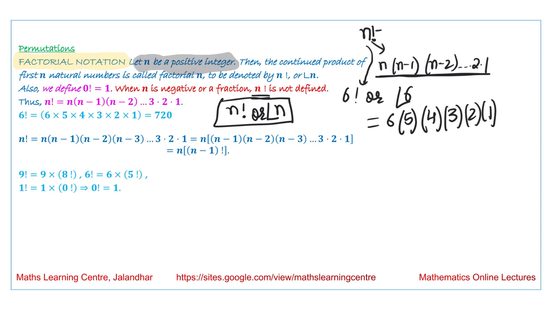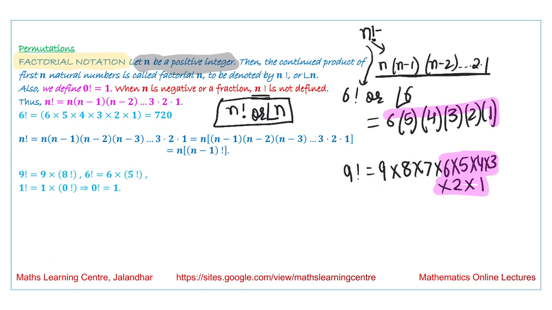If we are talking about say 9 factorial, it is 9 into 8 into 7 into 6 into 5 into 4 into 3 into 2 into 1. If we look at the part 1 into 2, 3 into 4 into 5 into 6, what we obtain is that 9 factorial we can also write as 9 into 8 into 7 into 6 factorial. So this is just a notation.